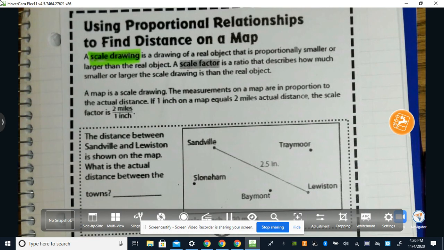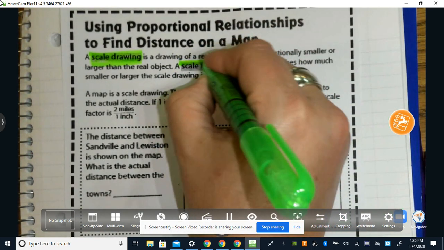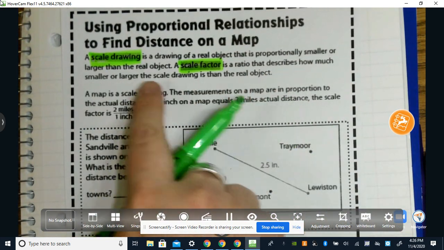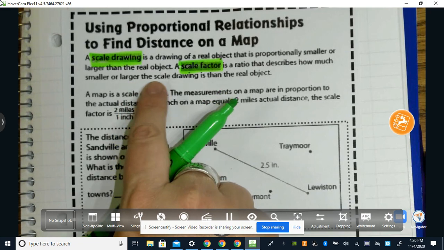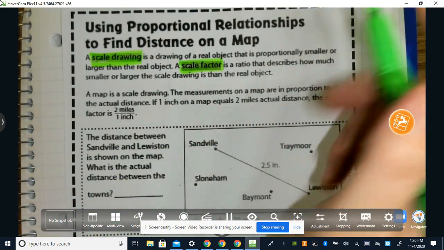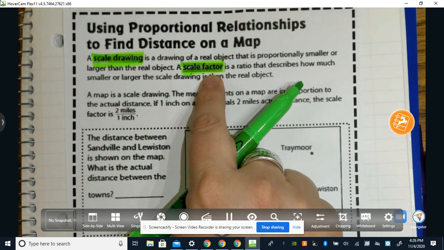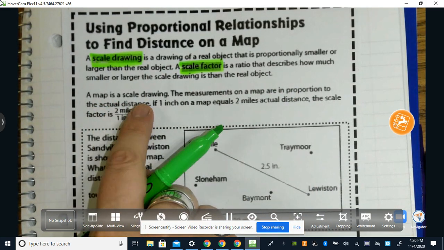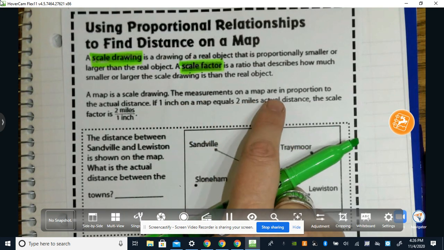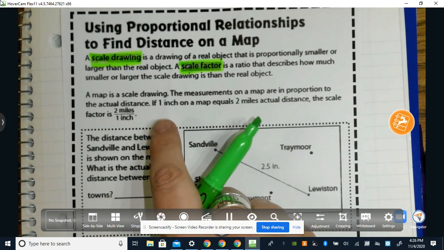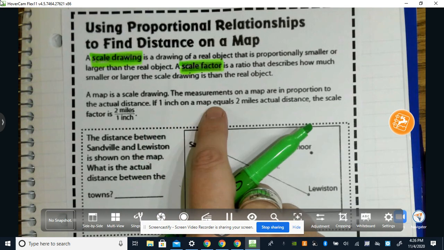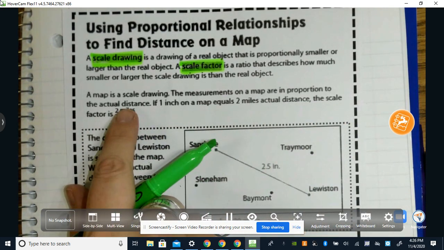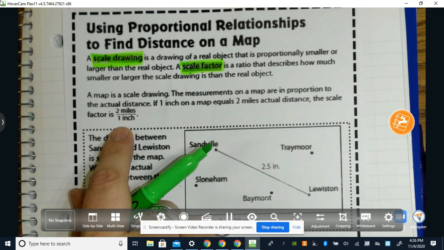So that is a scale drawing, and also a scale factor. The scale factor is a ratio that describes how much larger or smaller the scale drawing is to the real object. So that scale factor and scale drawing coincide. A map is a scale drawing. The measurements on the map are in proportion to the actual distance. If 1 inch on a map equals 2 miles actual distance, the scale factor is 2 miles for 1 inch.